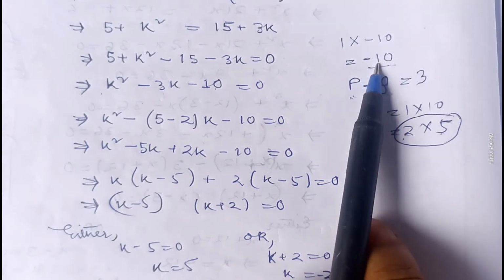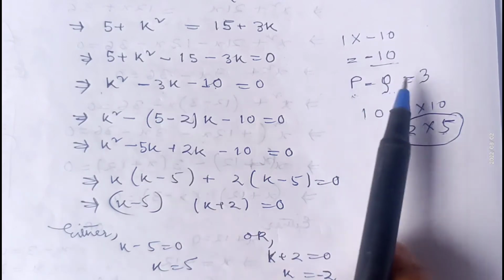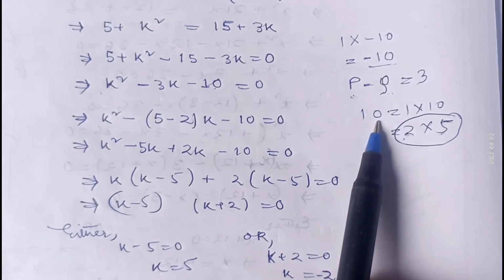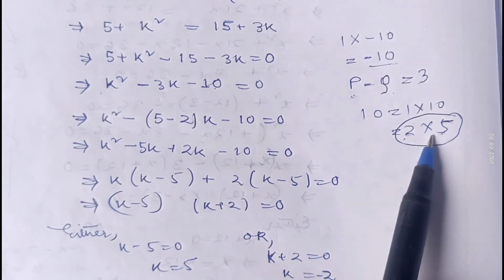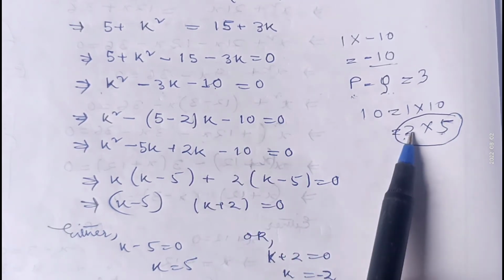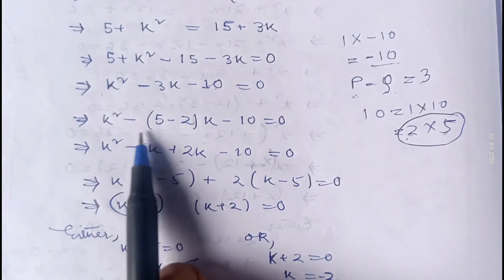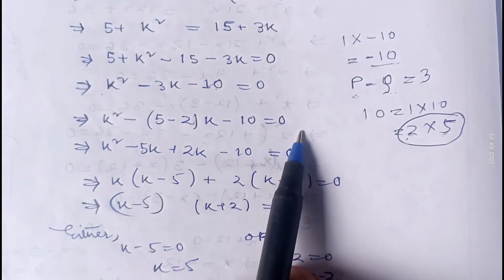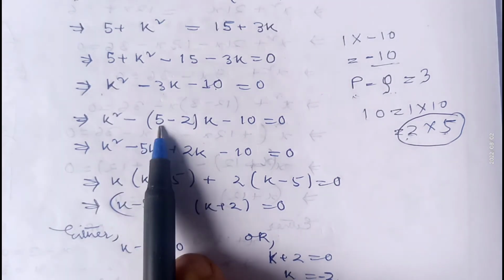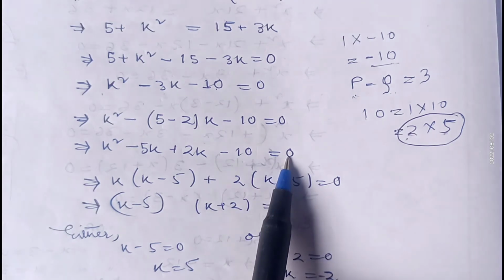And since it is negative, we need two numbers whose difference should be this number, that is 3. Now 10 can be written as 1 into 10 or 2 into 5. Now 5 minus 2 is 3 and 5 times 2 is 10. So instead of 3 we can write 5 minus 2. k square minus 5 minus 2, k minus 10 equals 0. So k square minus 5k plus 2k minus 10 equals 0.